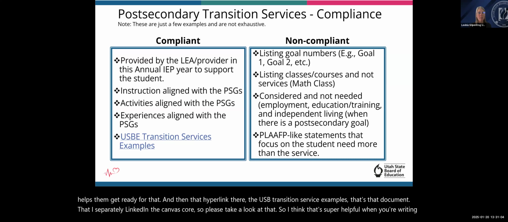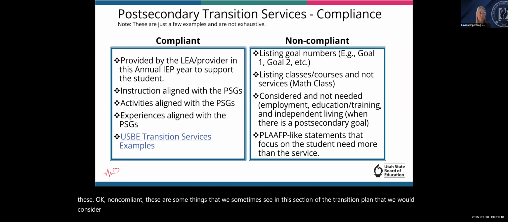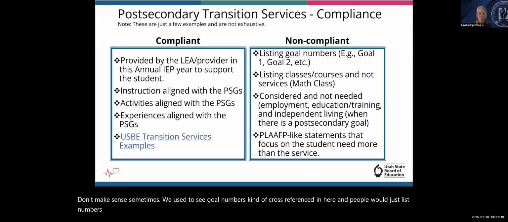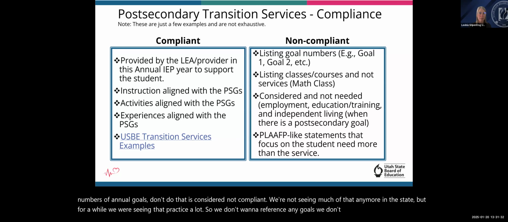Okay, non-compliant. These are some things that we sometimes see in this section of the transition plan that we would consider not compliant. They don't make sense. Sometimes we used to see goal numbers cross-referenced in here, and people would just list numbers of annual goals. Don't do that. That is considered not compliant. We're not seeing much of that anymore in the state, but for a while we were seeing that practice a lot. So we don't want to reference any goals. We don't want to write annual goals in this section. We don't want to put numbers of goals in there.